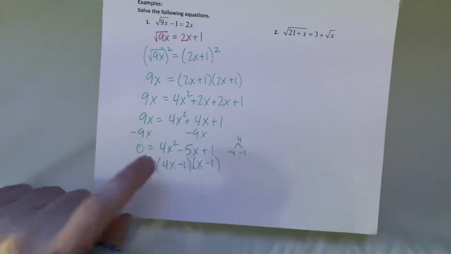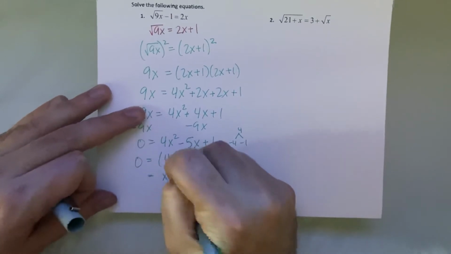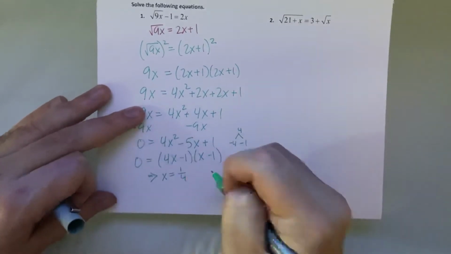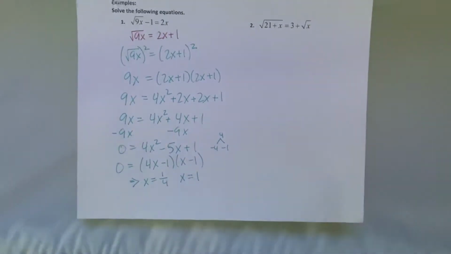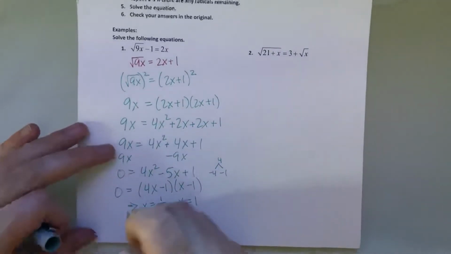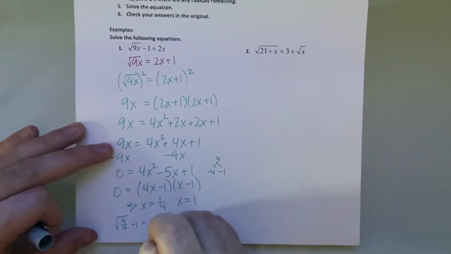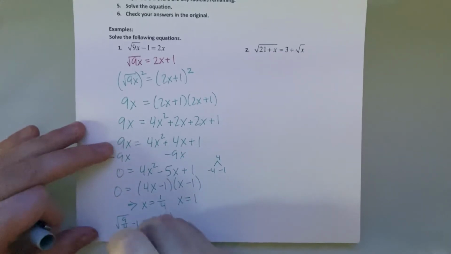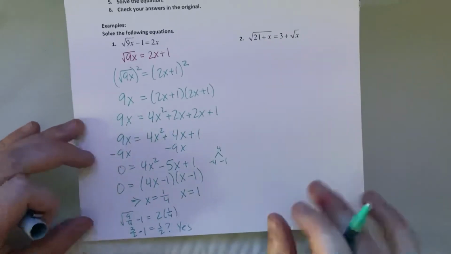So the 4 is represented here. So that means either my answer is x is 1/4 or x is 1. Again, once you have those answers, you need to plug them back in. 1/4 is a little harder to plug in, but 9 times 1/4 would be the square root of 9/4 minus 1 equals 2 times 1/4. Square root of 9/4 is 3/2. 3/2 minus 1, is it equal to 1/2? Yes, so this one's fine.